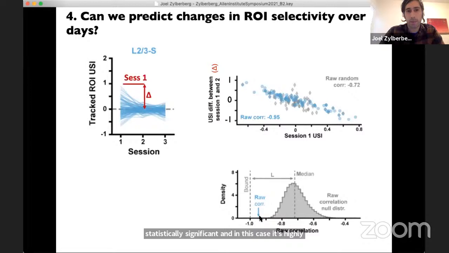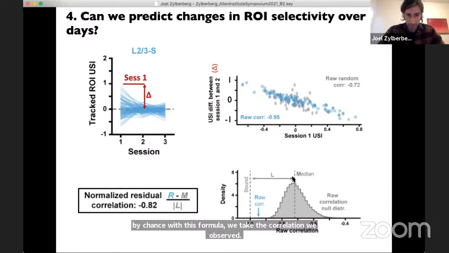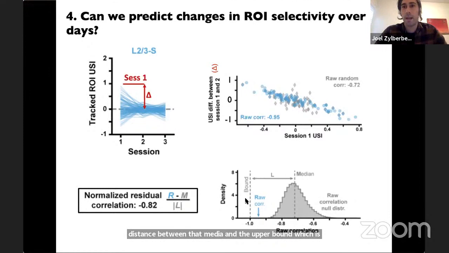And then finally, we can quantify the magnitude of that correlation beyond what would be expected by chance with this formula. We take the correlation we observe, subtract off the median of the null distribution, and divide by the distance between that median and the upper bound, which is either -1 or +1, depending on which side of the null distribution the actual correlation lies.